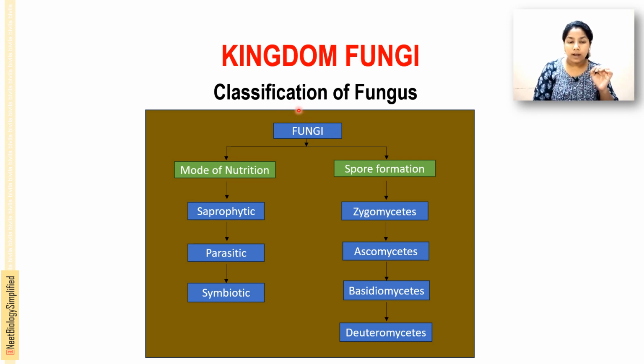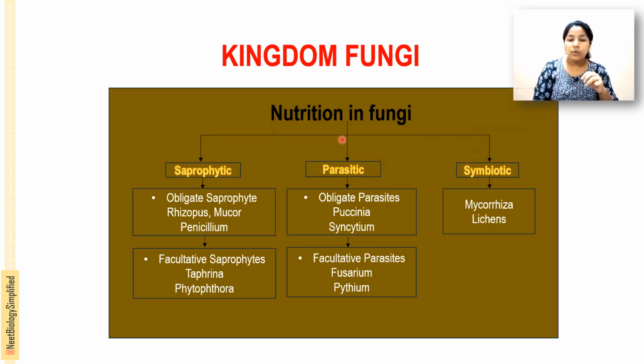The fungi are classified mainly based on their mode of nutrition, spore formation and morphological structures. Mainly, they are classified on two characteristics: mode of nutrition and spore formation. Based on the mode of nutrition, they are divided into three: saprophytic, parasitic and symbiotic. Based on spore formation, they are Zygomycetes, Ascomycetes, Basidiomycetes and Deuteromycetes.